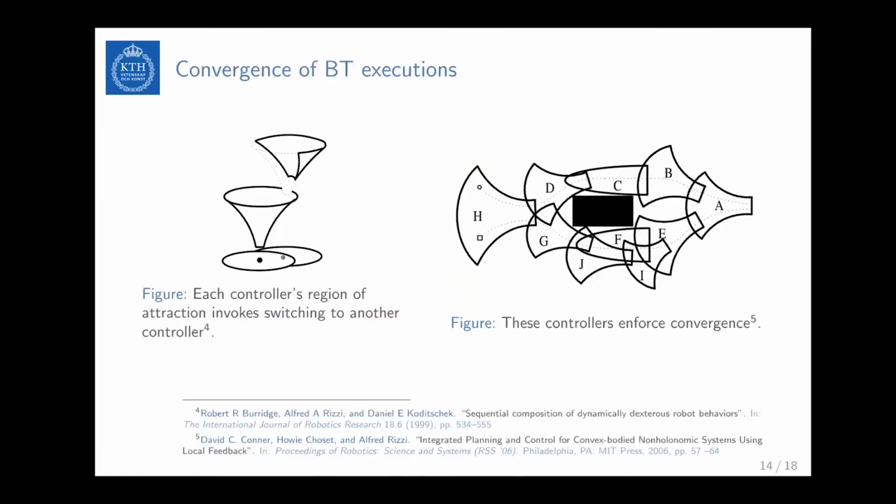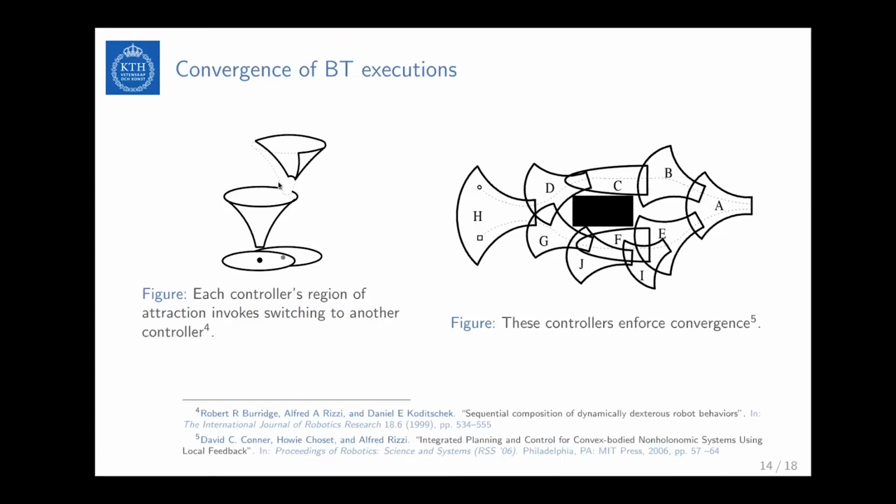So then we also analyzed convergence of these behavior tree controllers. And we did this with the inspiration of some works from sequential composition, which started in 1999. On the left here, you have a picture of two funnels. If you're familiar with control theory, these look like Lyapunov funnels. Basically what this is showing is the region of attraction of different controllers.